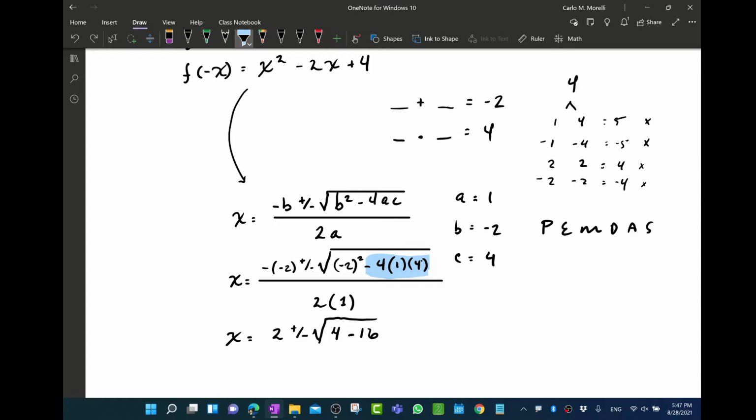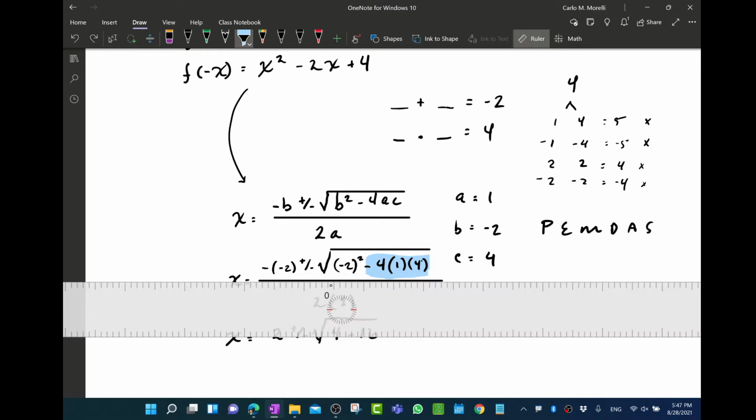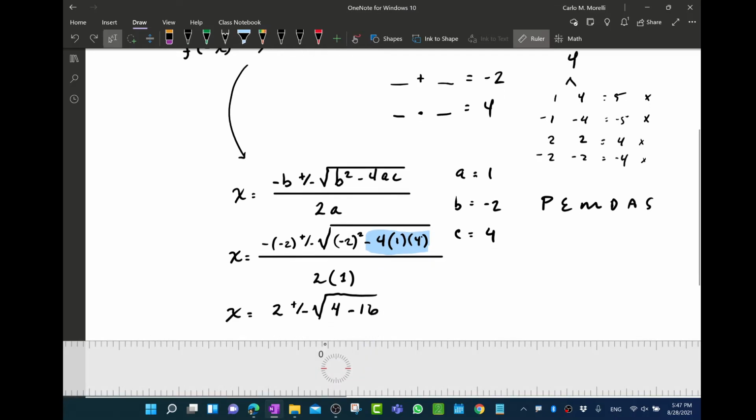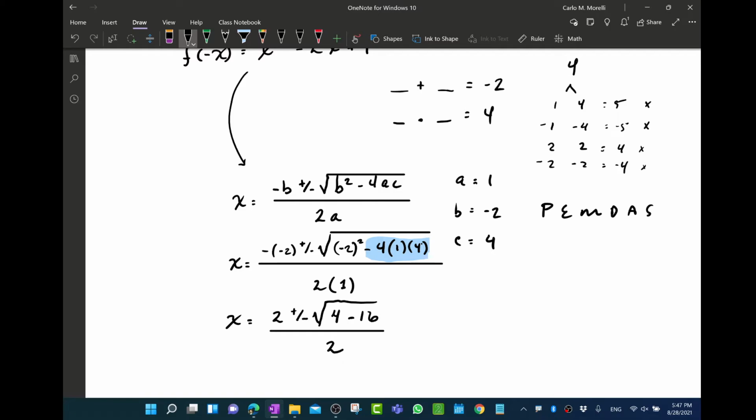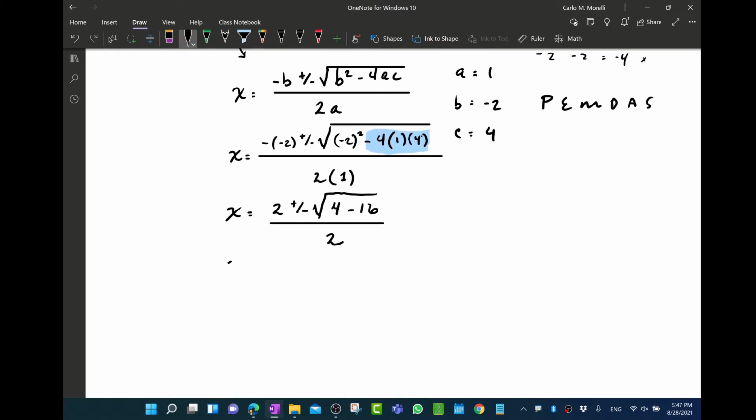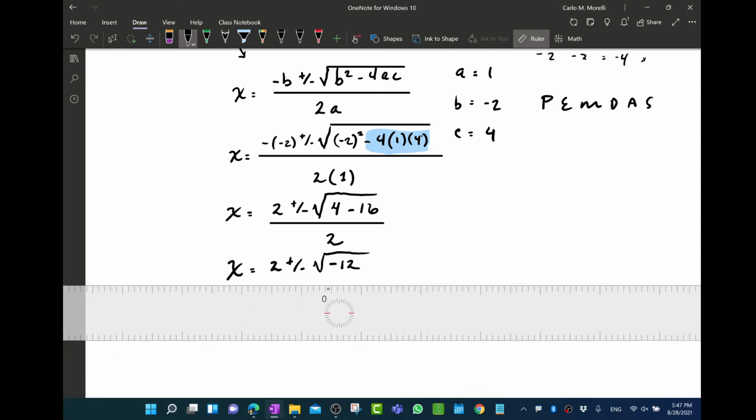So it doesn't matter what goes on with the rest of the problem. We're going to end up with imaginary and real components in our solutions. So we'll divide here by 2. All right, we'll keep going. Okay, so x equals 2 plus or minus, and now it's going to be the square root of 4 minus 16. That's going to give us negative 12. So the square root of negative 12, okay, all divided by 2.